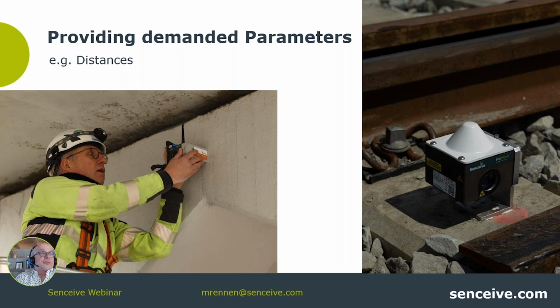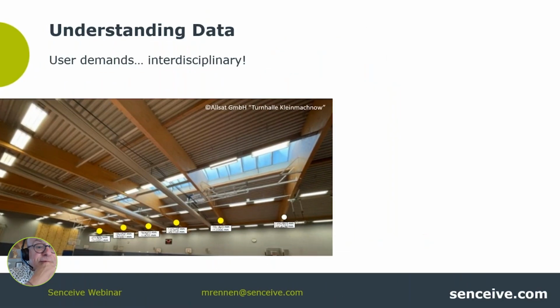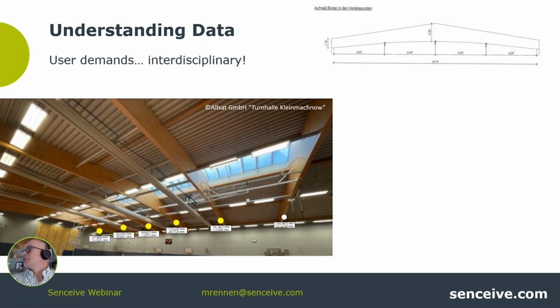Now, monitoring usually is something that many disciplines are involved in, and different disciplines have different questions. And in many cases, when we're talking about engineering structures, we're talking about civil engineers. So for example, in this case, this is a gym with this roof truss here. And the civil engineers that built this have a model for this whole thing.